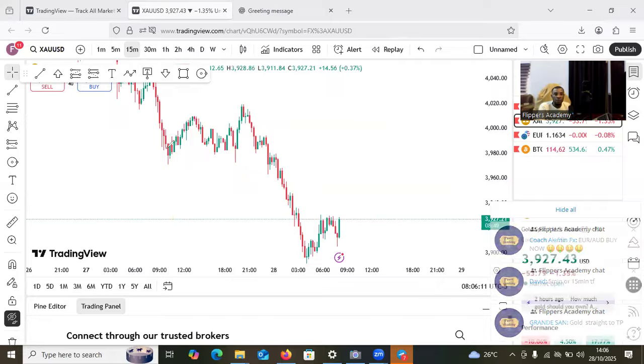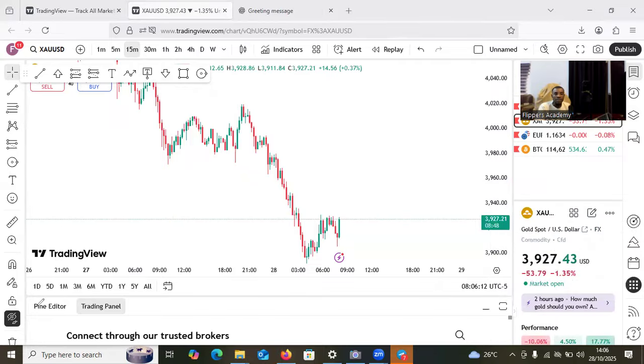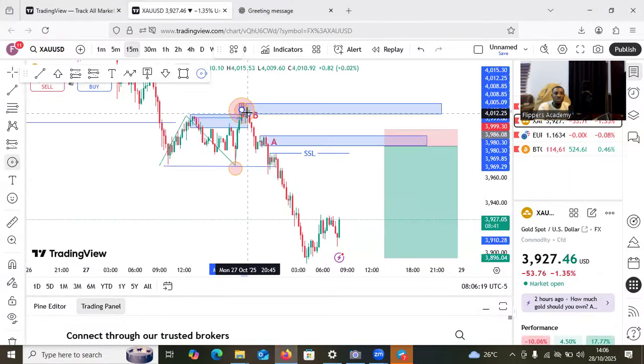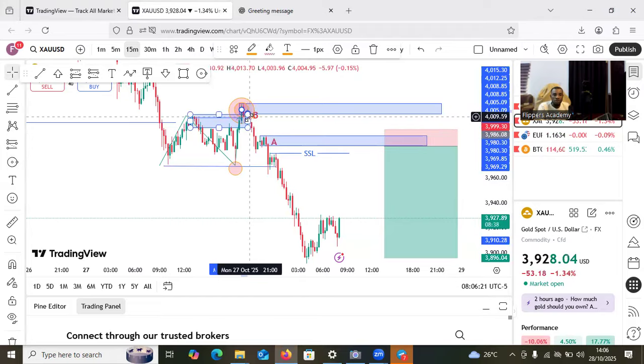Some sellers there want to sell the market, so you sweep them out. After I sweep them out, that's manipulation. After that manipulation, what do we see next? Distribution. Price distributes downward, downward, downward.